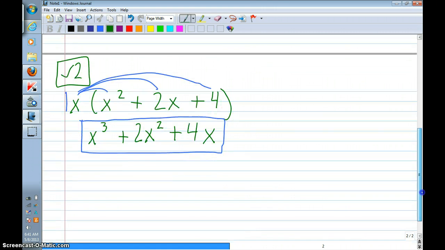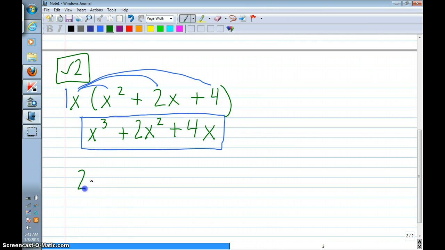So I'll try this last one of this kind: 2a squared times (2a to the 3rd minus 3a squared plus 3). And go ahead, you can pause and try this one on your own before looking at the answer.